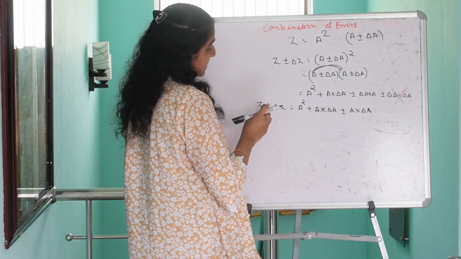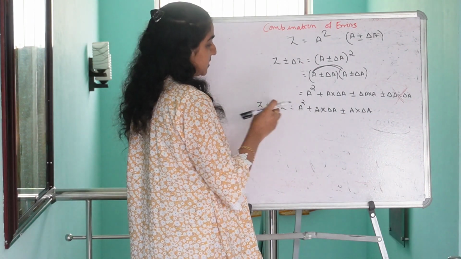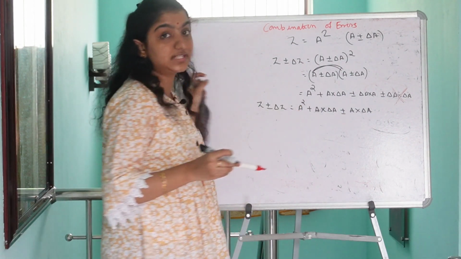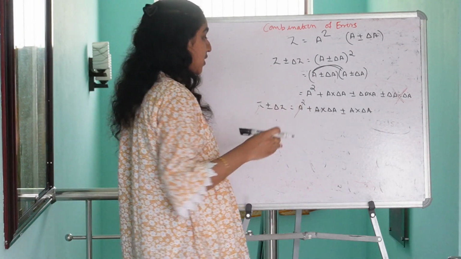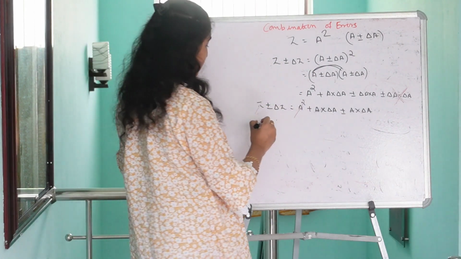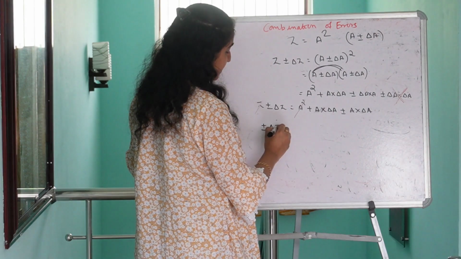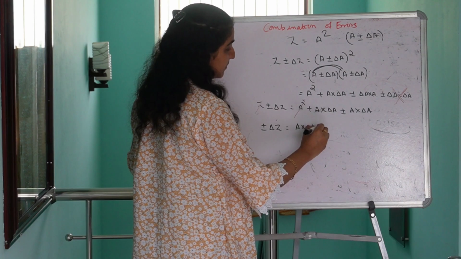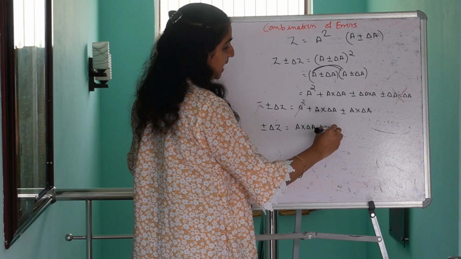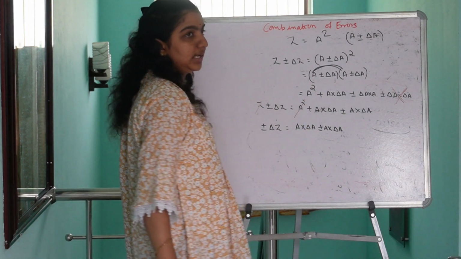Now we know z is equal to a square. So we have the same values on both sides of the equation, so we can cancel both of these terms. So we will get del z plus or minus del z is equal to a into del a plus or minus a into del a. Is it clear up to this?